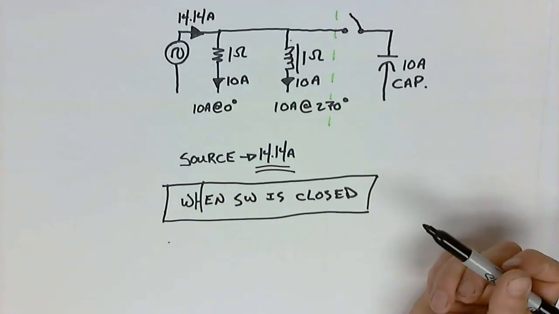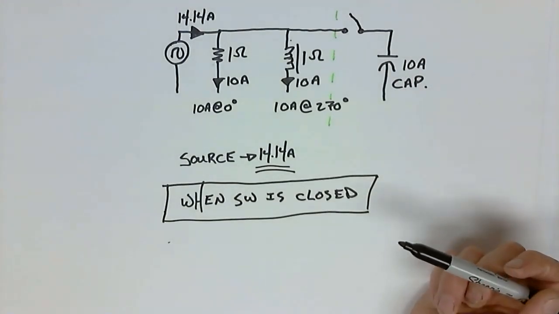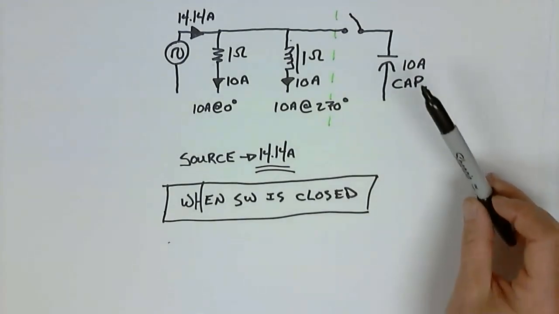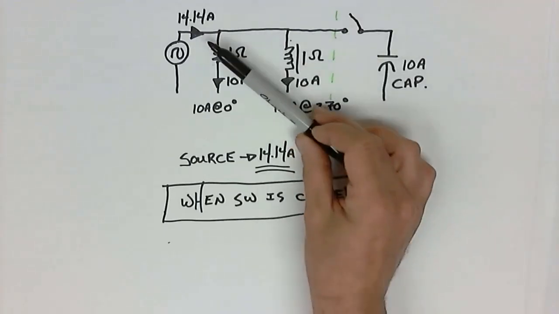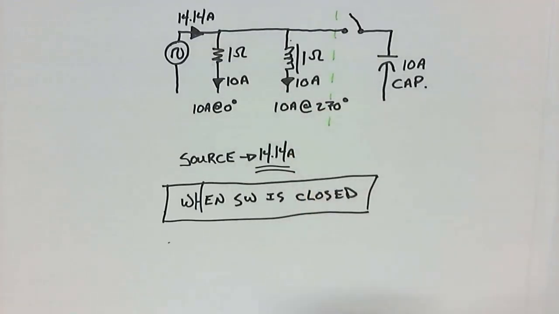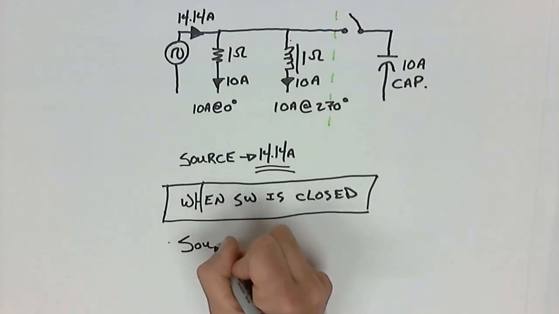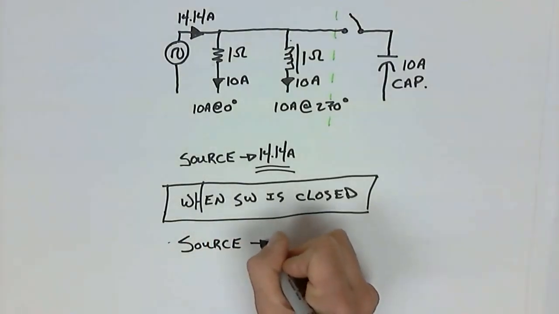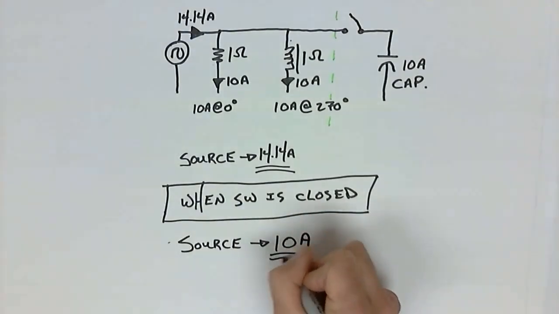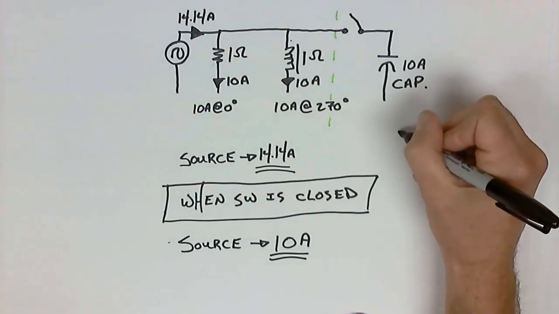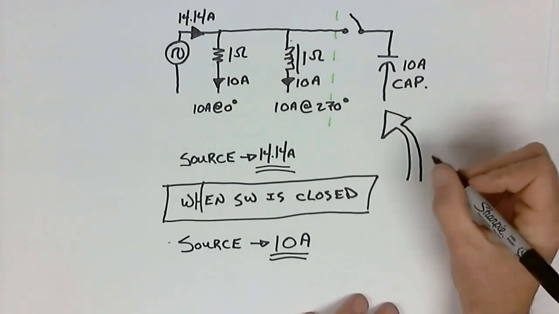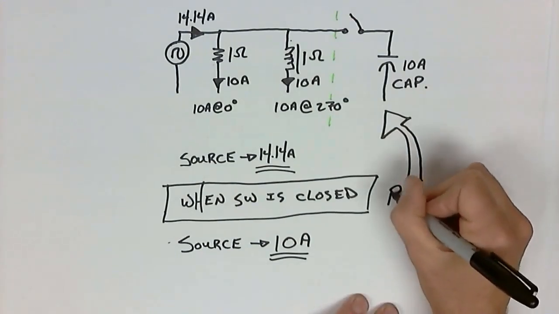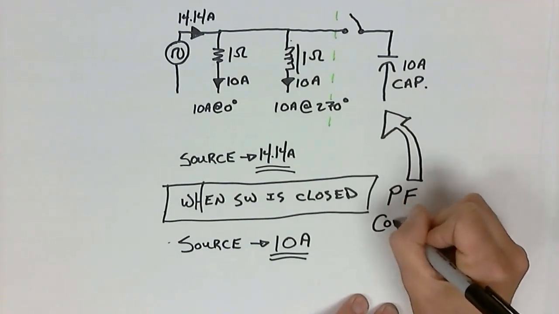And you're right. It's exactly what happened in our previous pages of unity power factor in a parallel circuit. If I close this switch, what happens? Well, we get the example that we just looked at. What happens to the current? The current goes down. When the switch is closed, the source now only has to provide 10 amps. And this process is advantageous to do, and it's referred to as power factor correction.